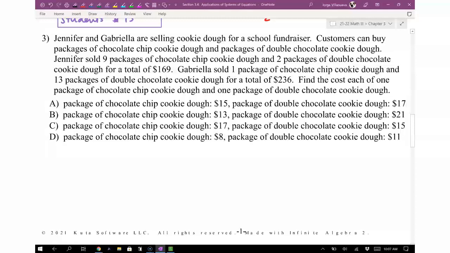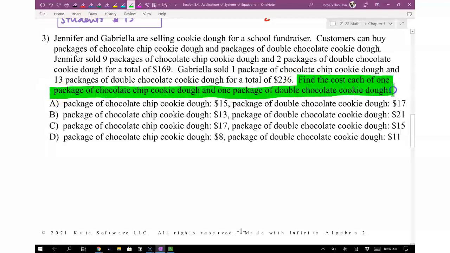Okay, so what are they wanting me to do? Jennifer sold 9 packages of chocolate chip cookie dough and 2 packages of double chocolate chip cookie dough for a total of $169. Gabriella sold 1 package of chocolate chip cookie dough and 13 packages of double chocolate chip cookie dough for a total of $236. Find the cost of 1 package of chocolate chip cookie dough and 1 package of double chocolate chip cookie dough. My objective is usually pretty easy to see. It's at the very end. So I'm going to highlight it right now.